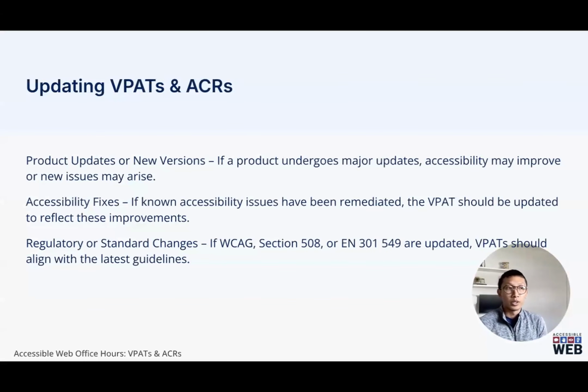If known accessibility issues have been remediated, the VPAT should be revised to reflect those improvements. If previous versions of the report indicated Partially Supports or Does Not Support for certain criteria, but fixes have been implemented, an updated VPAT can demonstrate progress and compliance. Regulatory and standard changes must also be considered. Accessibility guidelines like WCAG, Section 508, and EN 301 549 are periodically updated, and organizations need to ensure their VPAT aligns with the latest requirements.